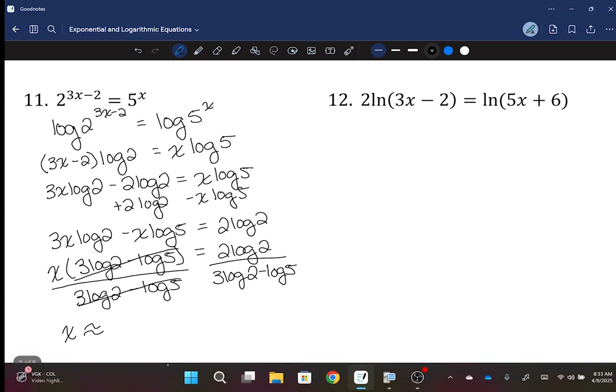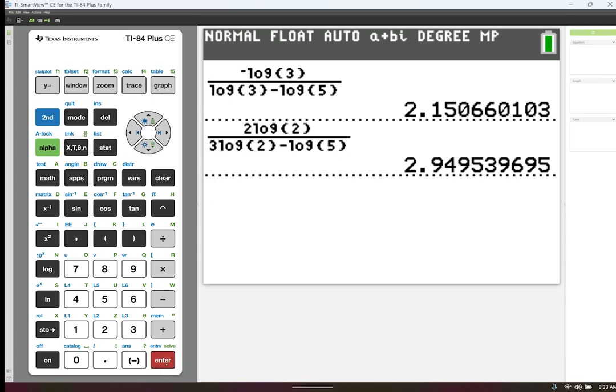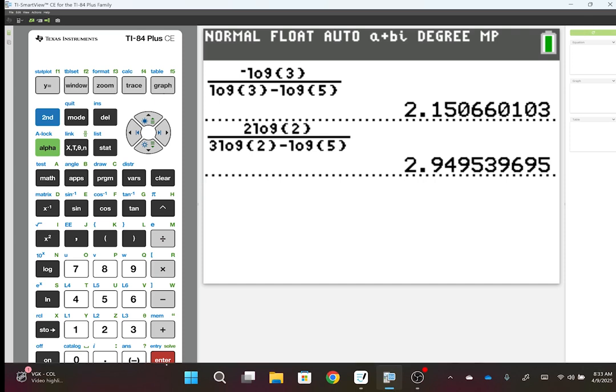So 2 log 2 divided by 3 log 2 minus log 5. So we get 2.95.